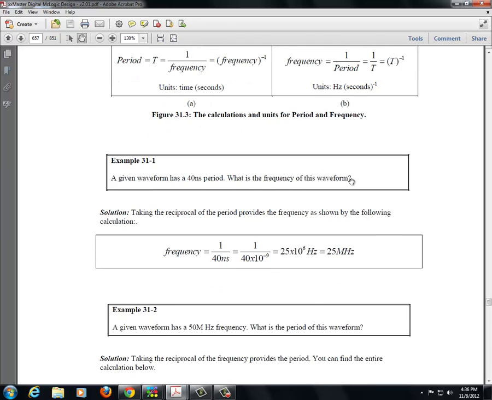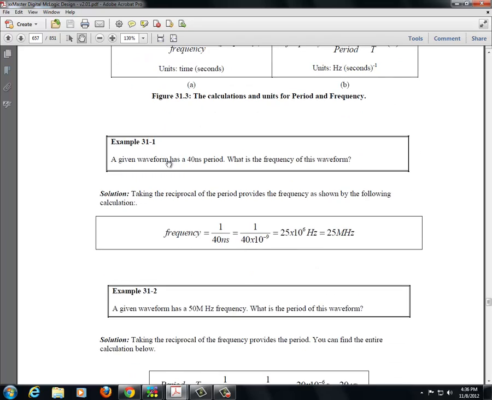Here's our first example. A given waveform has a 40 nanosecond period. What is the frequency of this waveform? So frequency is 1 over the period, so 1 over 40 nanoseconds. Nano stands for 10 to the minus 9. So you punch this in your calculator and you're going to get 25 times 10 to the 6 hertz. 10 to the 6 is mega, so this is 25 megahertz.